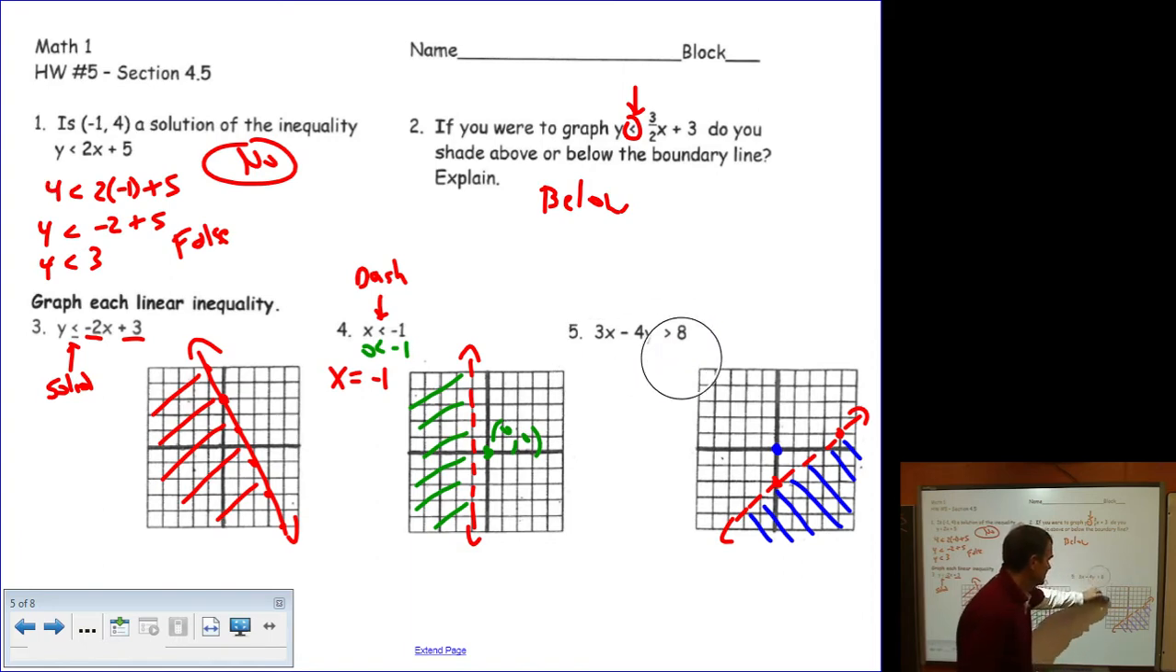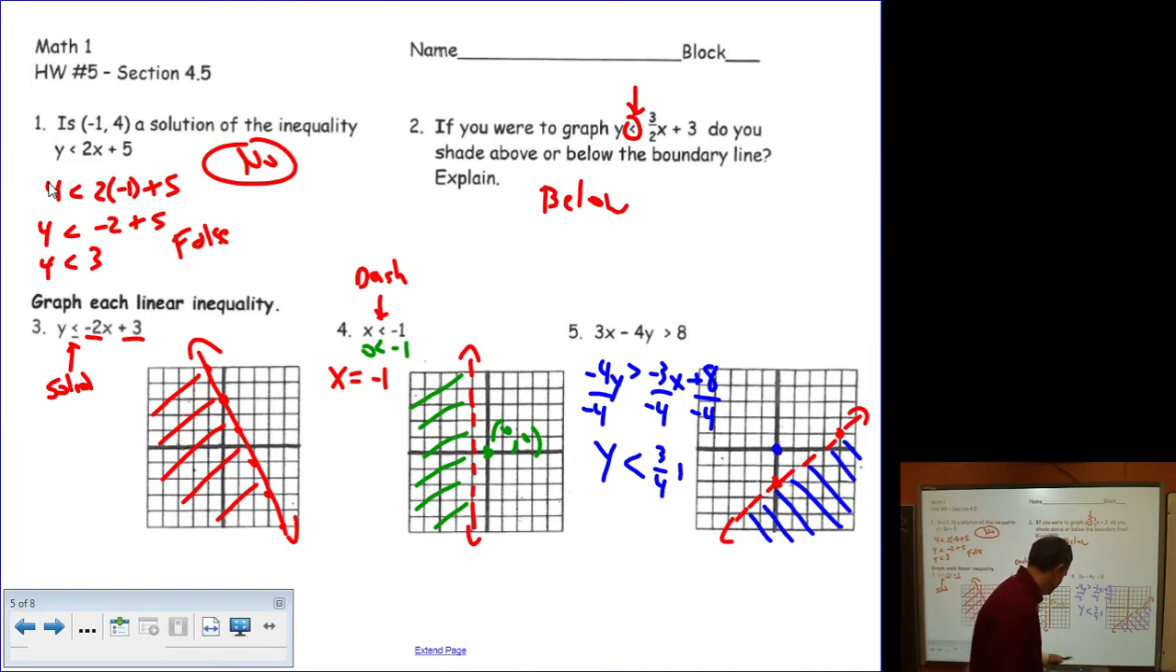A lot of people get this one wrong because when they put it in slope-intercept form, they keep the inequality. And when they divide by -4 to put it in slope-intercept form, they forget that when you divide by a negative, you have to flip the inequality. And so you get 3/4 x minus 2. And since the inequality is less than, I would be shading below the line.